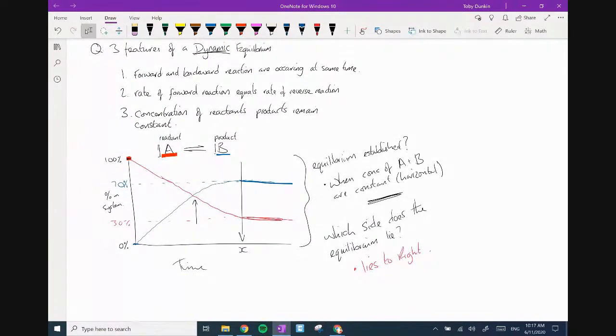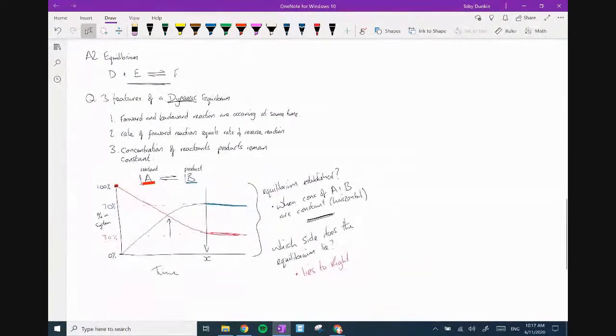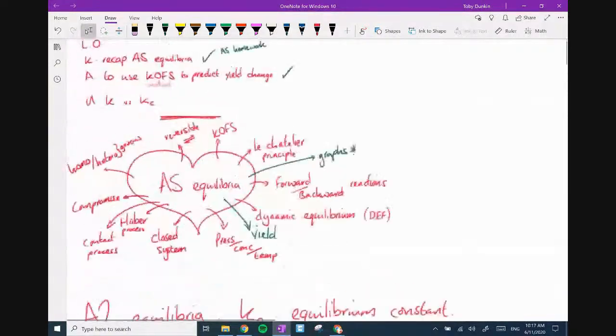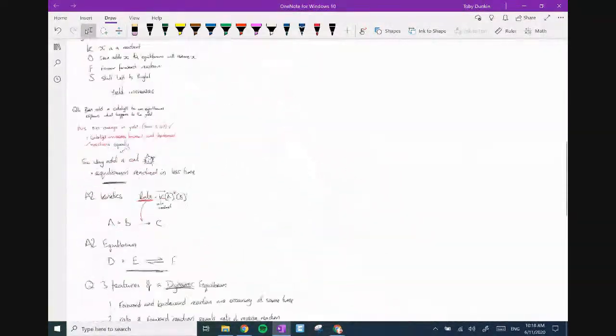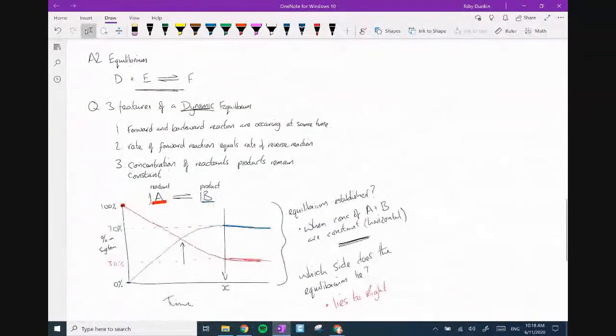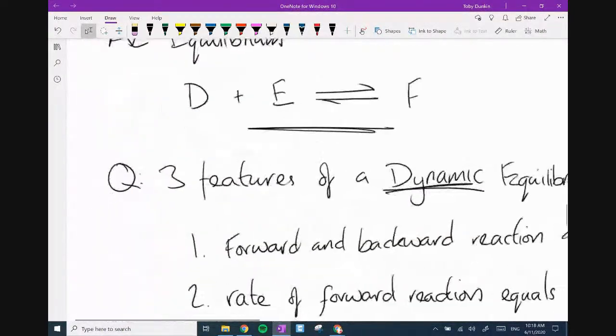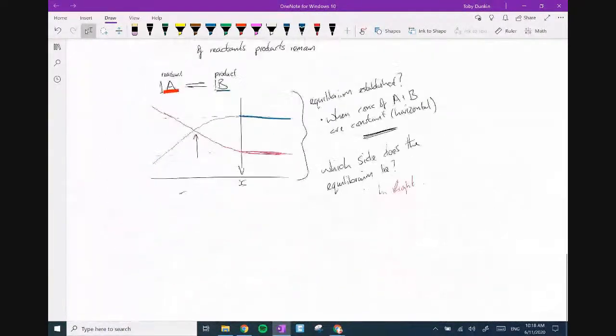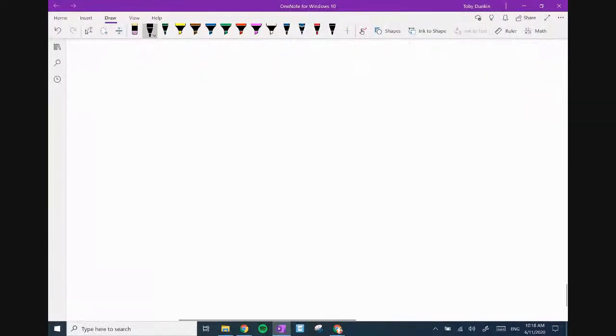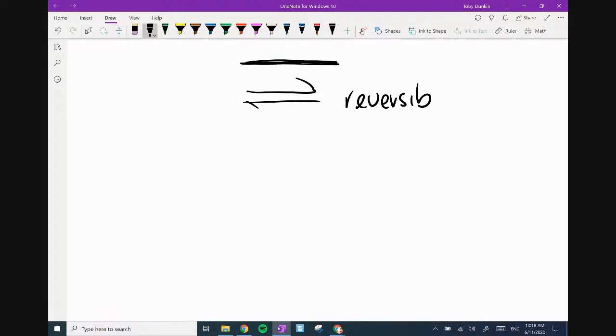Okay, I suddenly had another thing that I wanted to bring up. I want to go back to KC. Now that we've got a scenario where both the forward and backward reactions are happening, everyone realizes this means reversible. But we also often talk about it in terms of dynamic equilibrium.